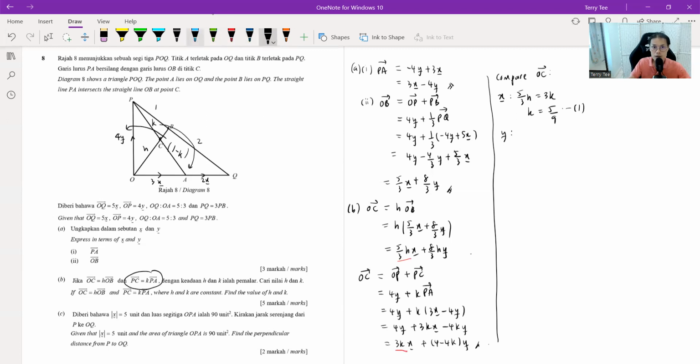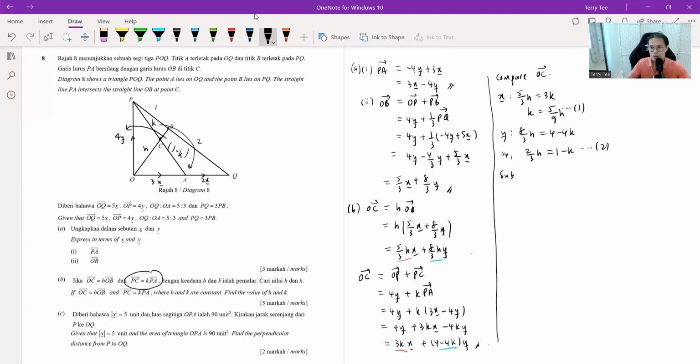Then I compare my y value. My y would be this one. I'll compare this and this, right? My y is 8 over 3h, and it's now 5 minus 4k. Okay, before I sub in, I think I can divide. Let's divide by 4. Number a bit big. When you divide by 4, I got 2 over 3h equals 1 minus k. This is my second equation. By the way, I missed an h here. This one is k equals 5 over 9h.